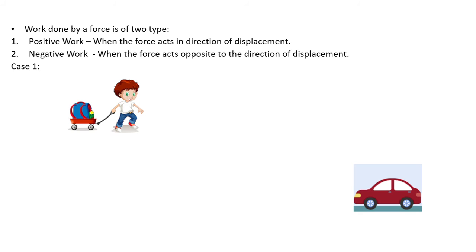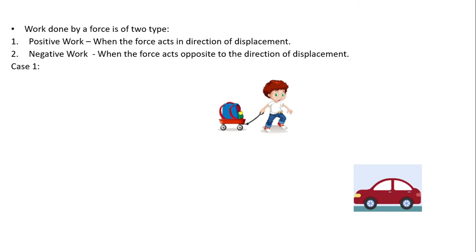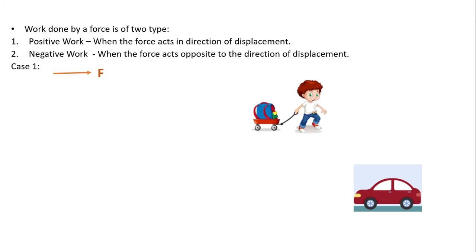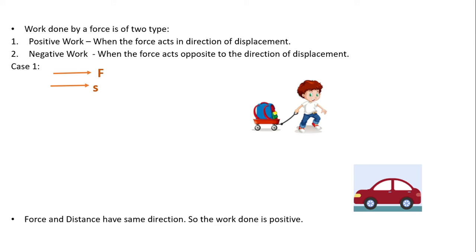Case 1. Here you will see there is a boy who is pulling a trolley and the trolley moves in the direction of the force. So force is applied in this direction, displacement is there in this direction. The force and displacement are in the same direction, so we will say positive work is done.